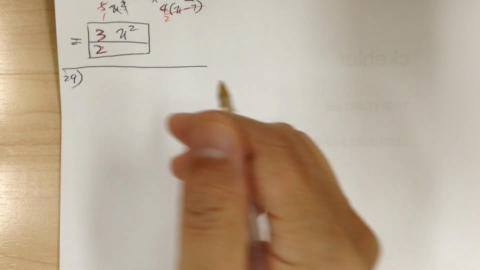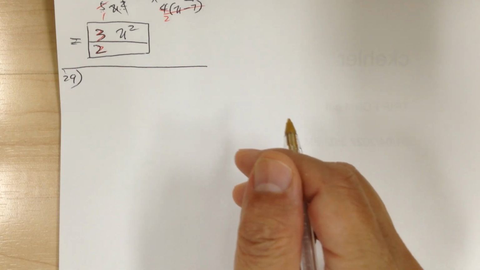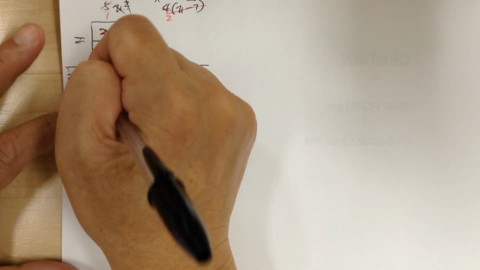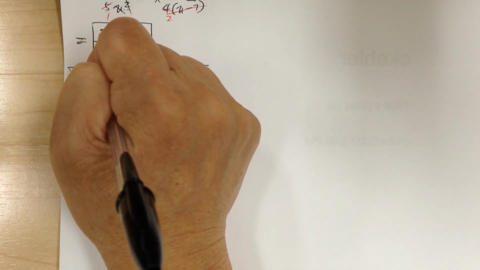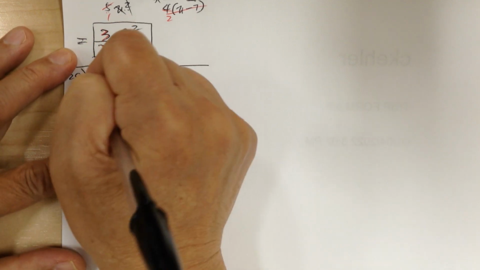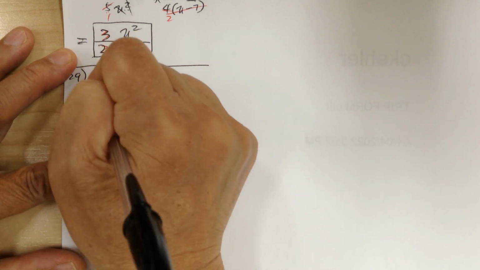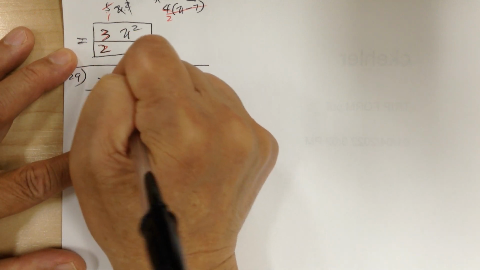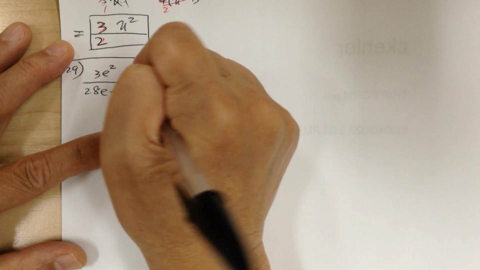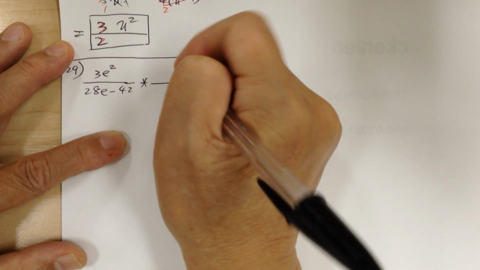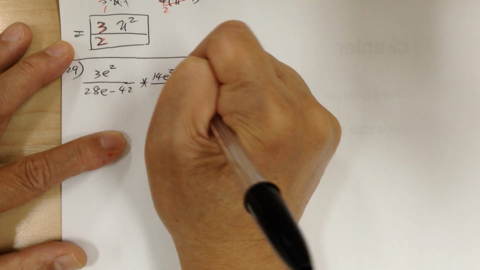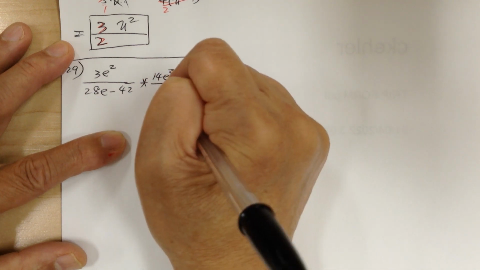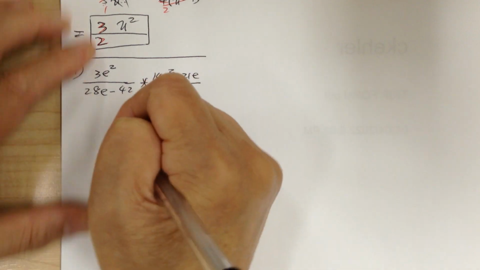Okay, let's go to 29. Okay, so you have 3e squared over 28e minus 42. Again, it's a division, so I'm going to change into multiplication and take the reciprocal. So you got 14e squared minus 21e over 6e to the 3.